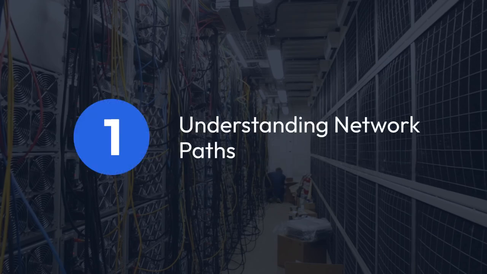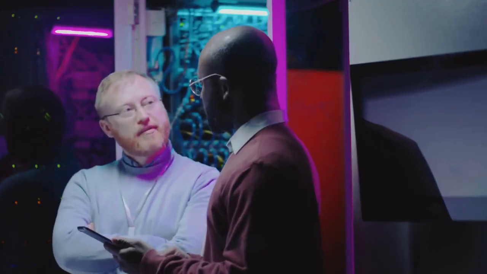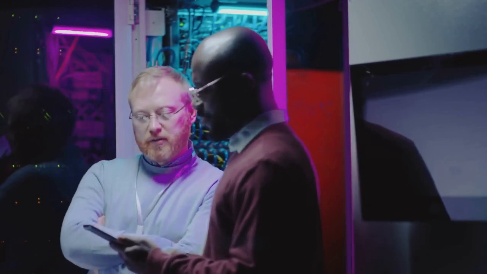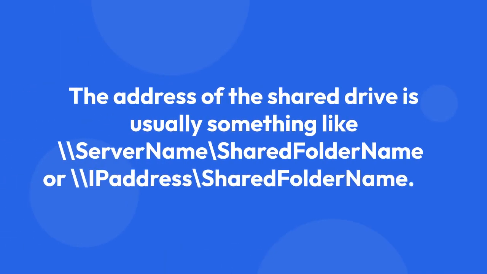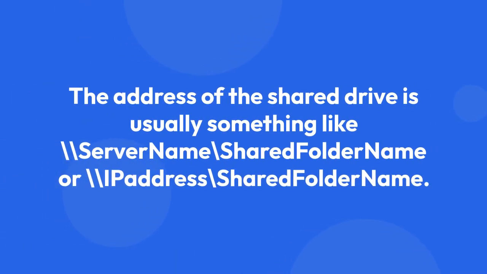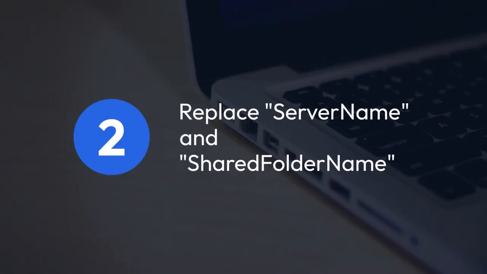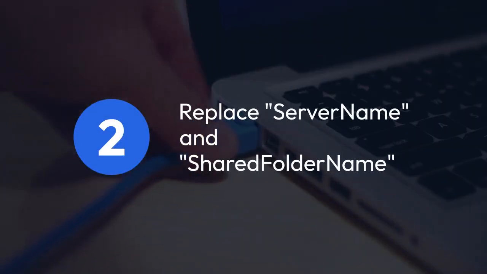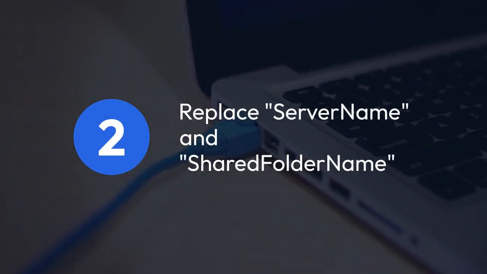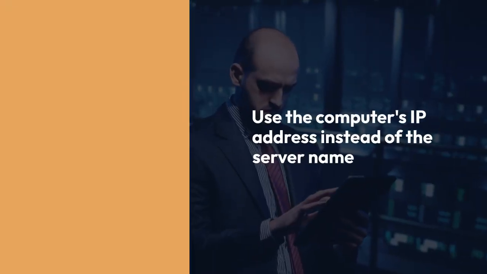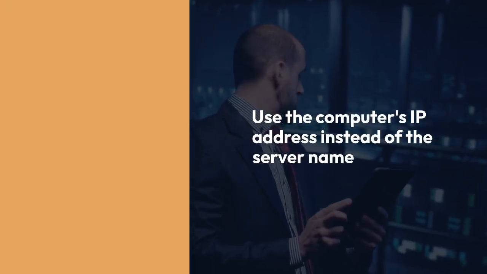1. Understanding network paths. Before we begin, it's crucial to understand the network path. This is the address of the shared drive, usually something like \\server name\shared folder name, or \\IP address\shared folder name. Your network administrator will provide this information. Replace server name with the name of the computer hosting the shared drive and shared folder name with the name of the shared folder. Similarly, you can use the computer's IP address instead of the server name.